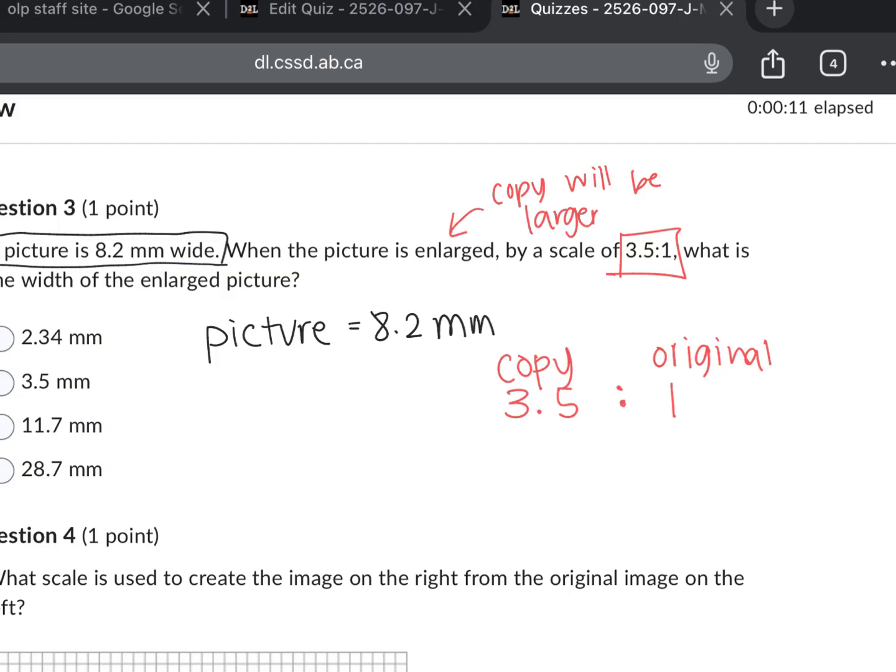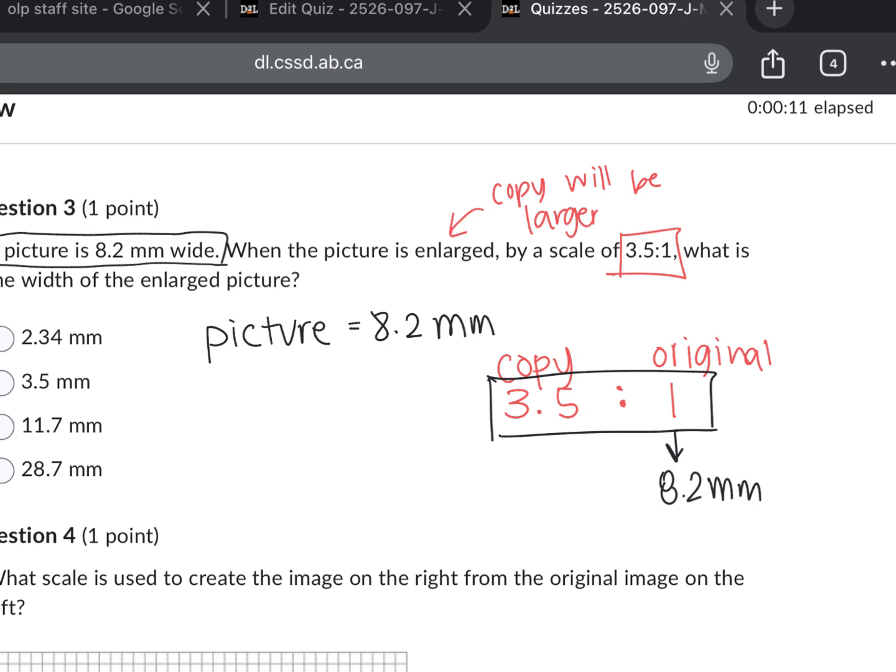Now we have to make a connection between these 2 pieces of information. So because we were told that the picture has a width of 8.2 millimeters wide, we know that the actual value of the width is 8.2 millimeters. But we want to maintain this ratio we were given of 3.5 to 1. So this is like making 2 equivalent fractions. So we want to think here about making the same change on the left and on the right.